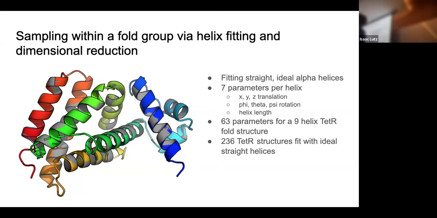That allows us to capture something very complex, like a protein fold, with a relatively small number of dimensions. In this case, we're fitting ideal straight alpha helices. So very simple. There's only 7 parameters per helix. It's XYZ translation, phi theta psi rotation, and the length of each helix. What that yields is, for a given 9 helix TetR fold, 63 parameters. And then I did this across 236 TetR structures, fitting with these helices.